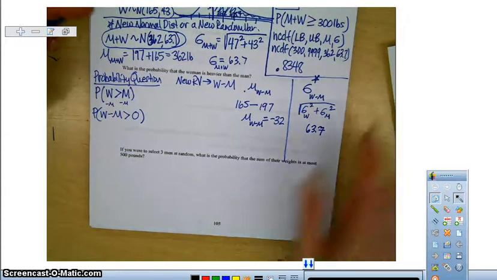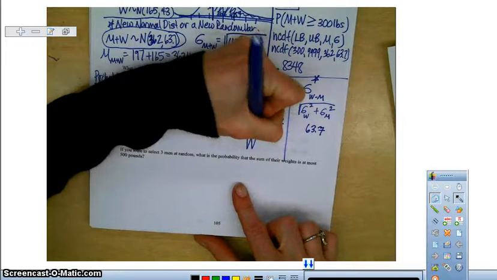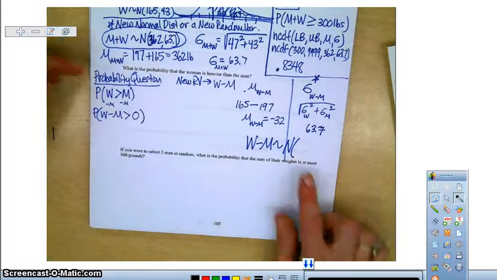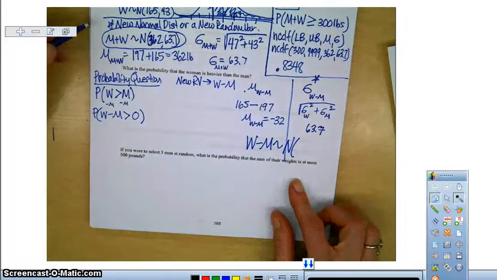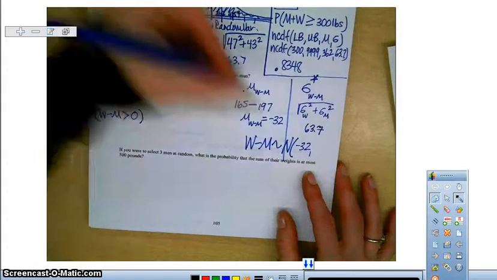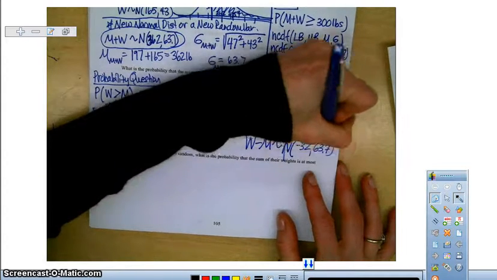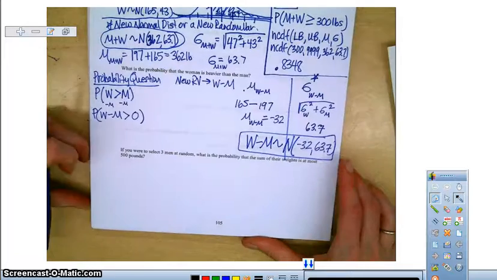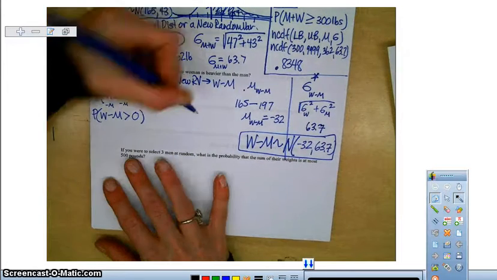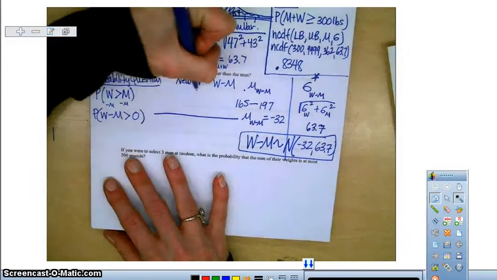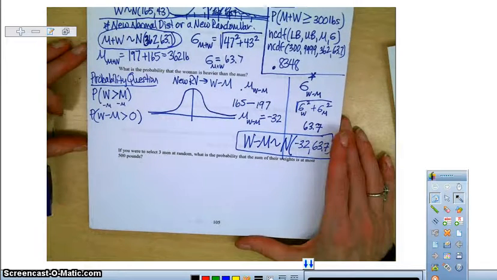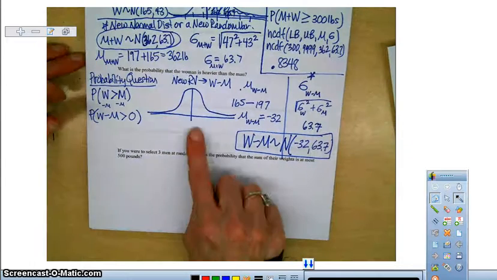All right, so my new random variable, women minus men, is approximately normally distributed with a mean of what? Negative 32 and a standard deviation of 63.7. Okay, so now I need to draw a picture of that so that I can calculate my probability. So I'll do that right here. So my mean is negative 32.